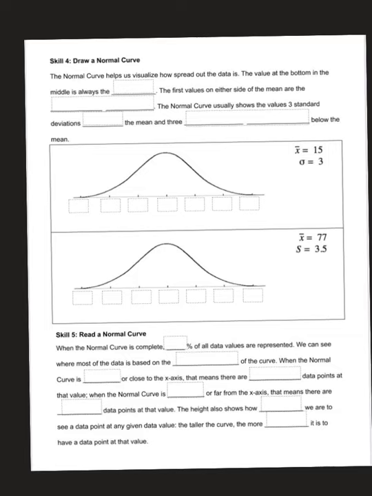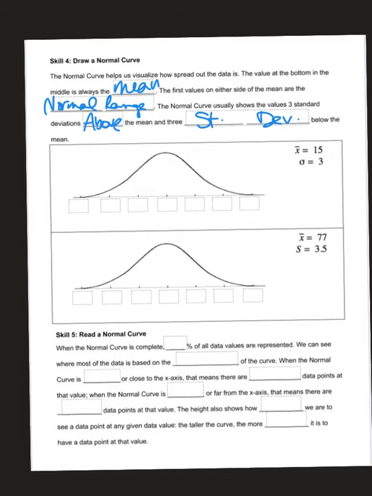So as we said before, the value at the bottom in the middle is always the mean. The first values on either side of the mean are the normal range, and the normal curve usually shows the values 3 standard deviations above the mean and 3 standard deviations below the mean. So we're going to use this information right here to fill in all of these blanks.